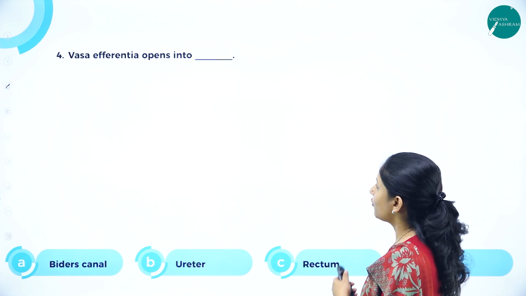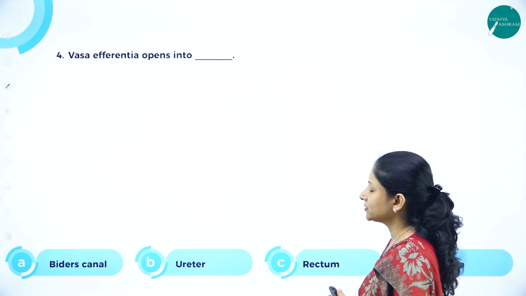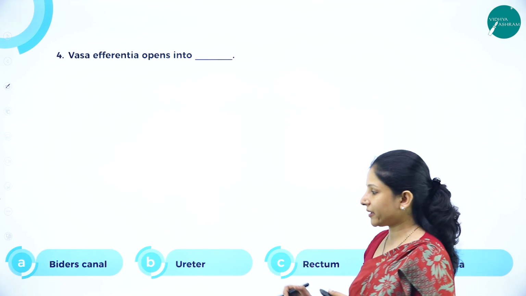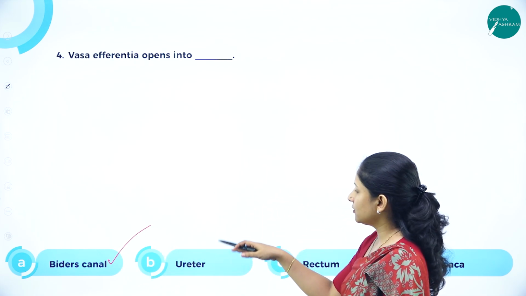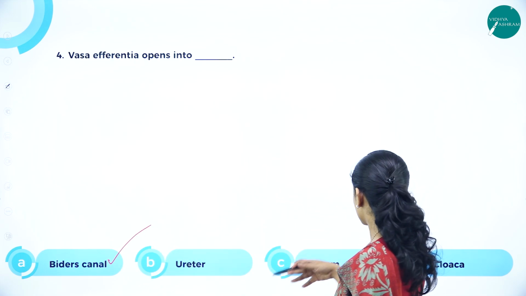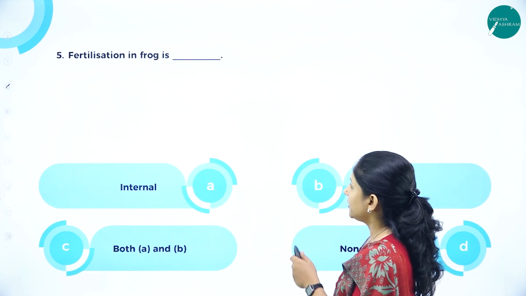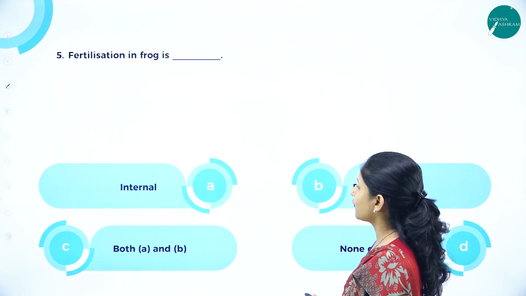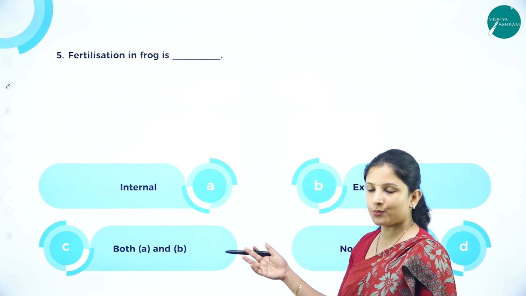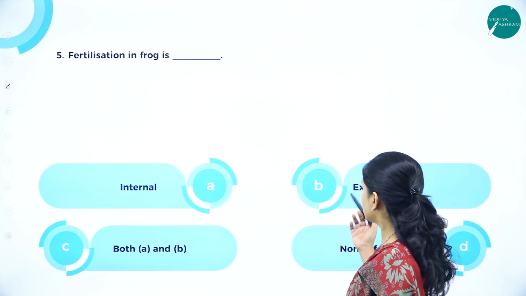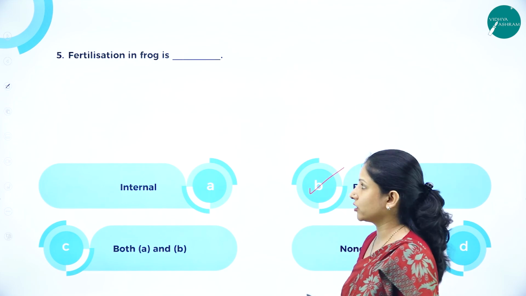Vasa efferentia opens into Bidder's canal, ureter, rectum, cloaca. Vasa efferentia opens into the Bidder's canal in the kidney. Then the Bidder's canal opens into the ureter, then it opens into the cloaca. So therefore, Bidder's canal is the right answer here. Next question. Fertilization in frog is internal, external, both internal and external, that is both A and B, or none of the above. Fertilization is actually external, wherein it takes place in water.